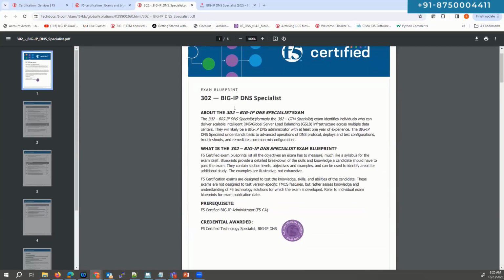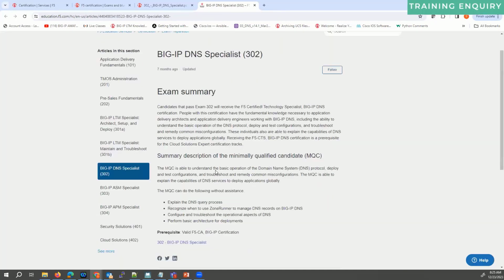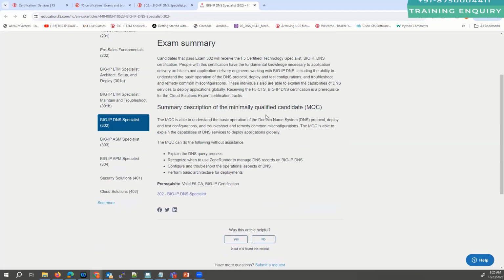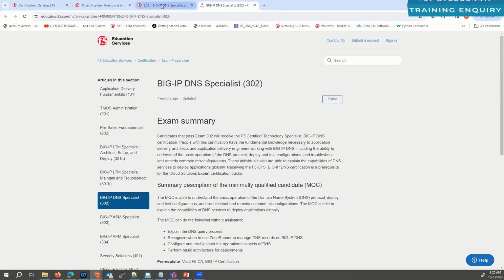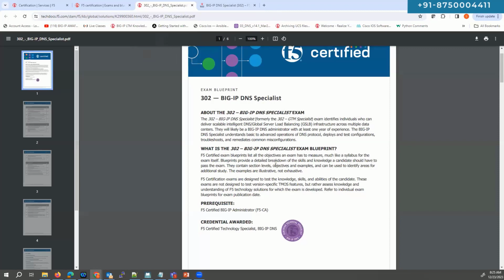This PDF which I have downloaded here explains which type of questions you're going to get during your exam, right? So MCQ based questions, that's what you're going to get during your exam. And also this is the blueprint for taking your GTM exam. So previously we called it GTM, but now we call it DNS. So remember that F5 has already renamed the GTM with the DNS.